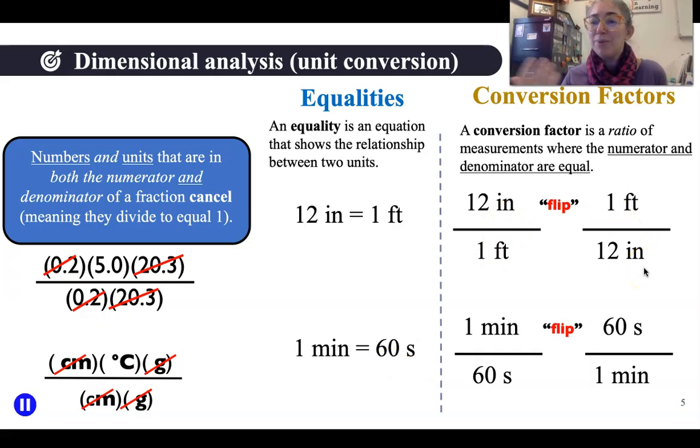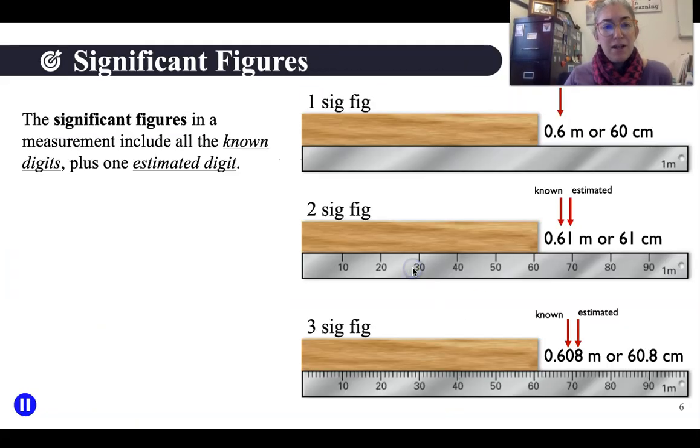The ratio equals 1 because 12 inches is equal to 1 foot. Anything over itself is 1. So that's why we can use it in either direction. We can flip it and use it either way because the ratio itself is technically equal to 1. Okay, so that's a little bit of math for us.